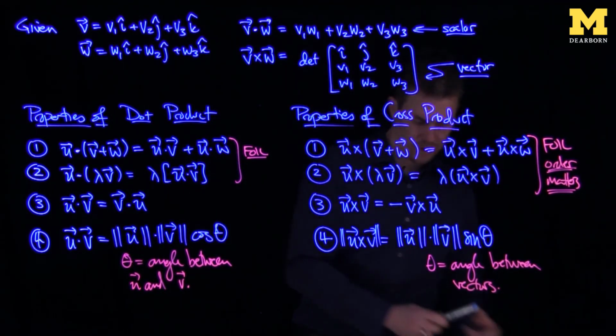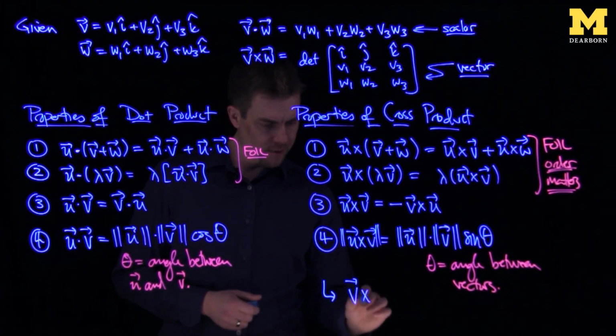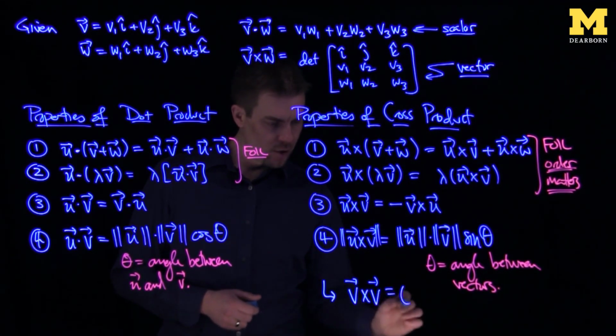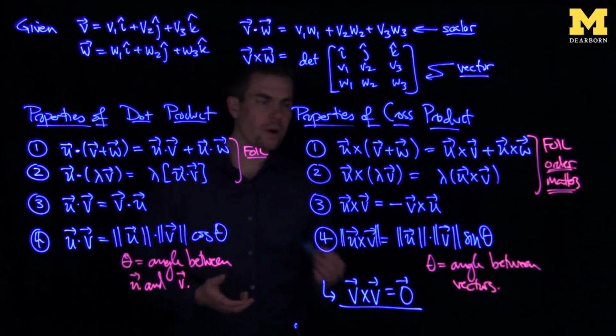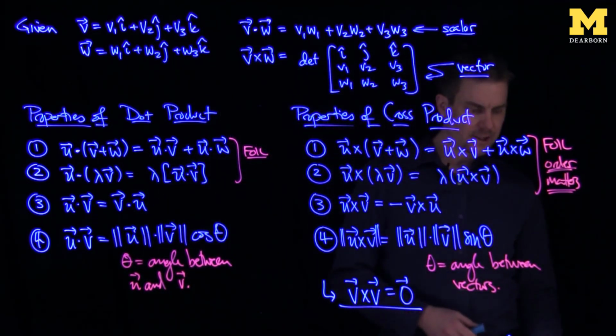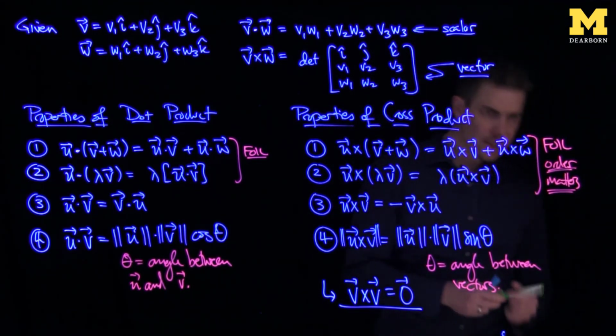As a consequence of this, we get a whole bunch of consequences. One consequence is that v cross v, if you take a vector and you cross with itself, you get the 0 vector. So a vector cross itself is the 0 vector. And one other thing that's very useful for cross products is the relationship with i, j, and k. So there's an easy way to remember this.